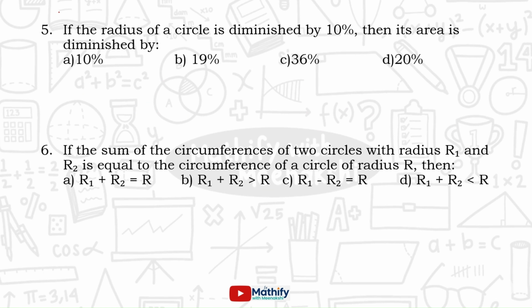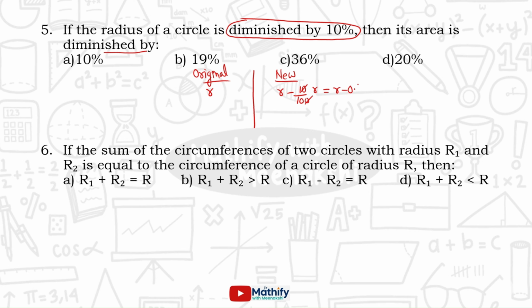Question number 5. If the radius of a circle is diminished by 10%, then the area is diminished by what percent? So let's divide in two cases. First original and then new. Let original radius be r only. Then your new radius is r minus 10% of r. As given, it's reduced by 10%. That means r minus 0.1 of r. You can say 0.9 of r. You can do this mentally too.